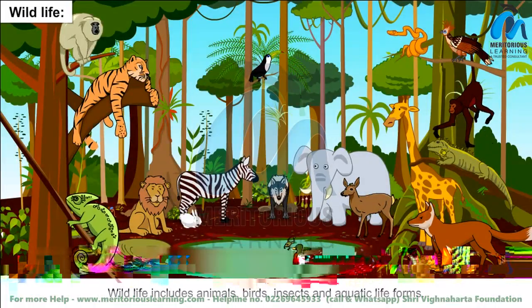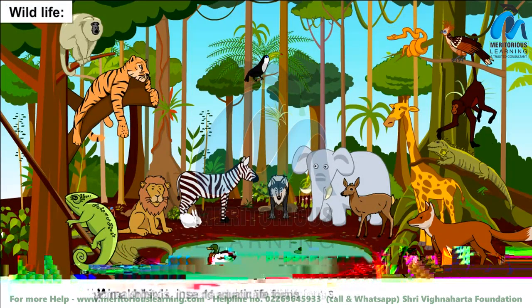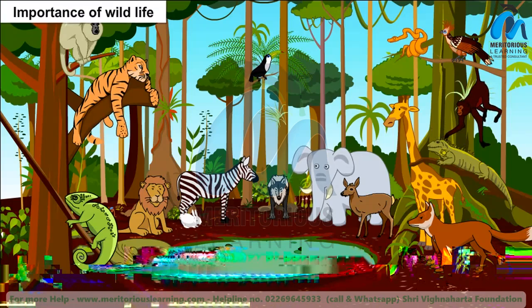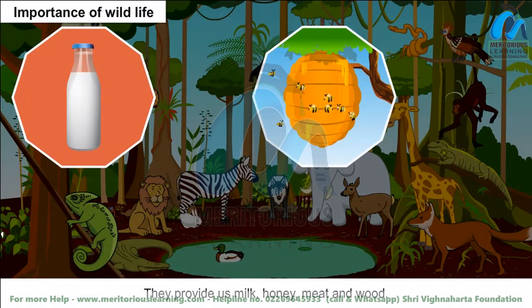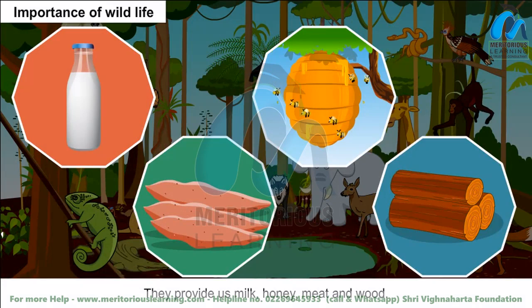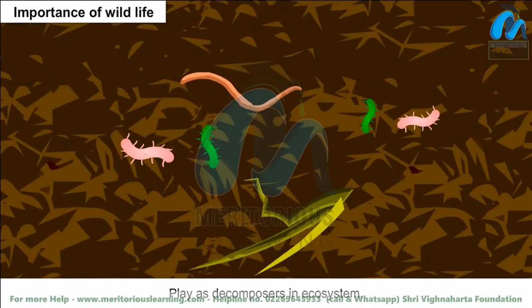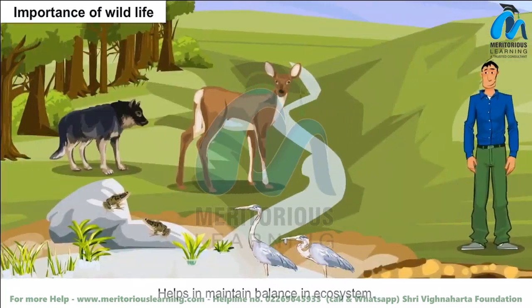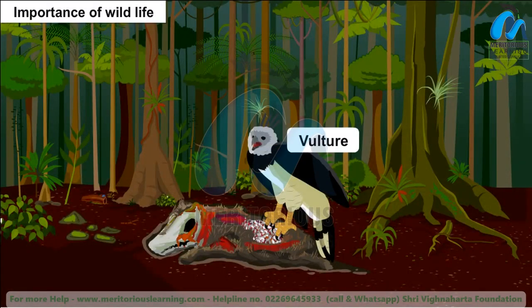Wildlife. Wildlife includes animals, birds, insects, and aquatic life forms. Importance of wildlife: they provide us milk, honey, meat, and wood. They help in pollination of flowers, for example, bees. They play a role as decomposers in the ecosystem. They help in maintaining balance in the ecosystem. For example, the vulture is a scavenger and hence feeds on dead livestock to keep the environment clean.